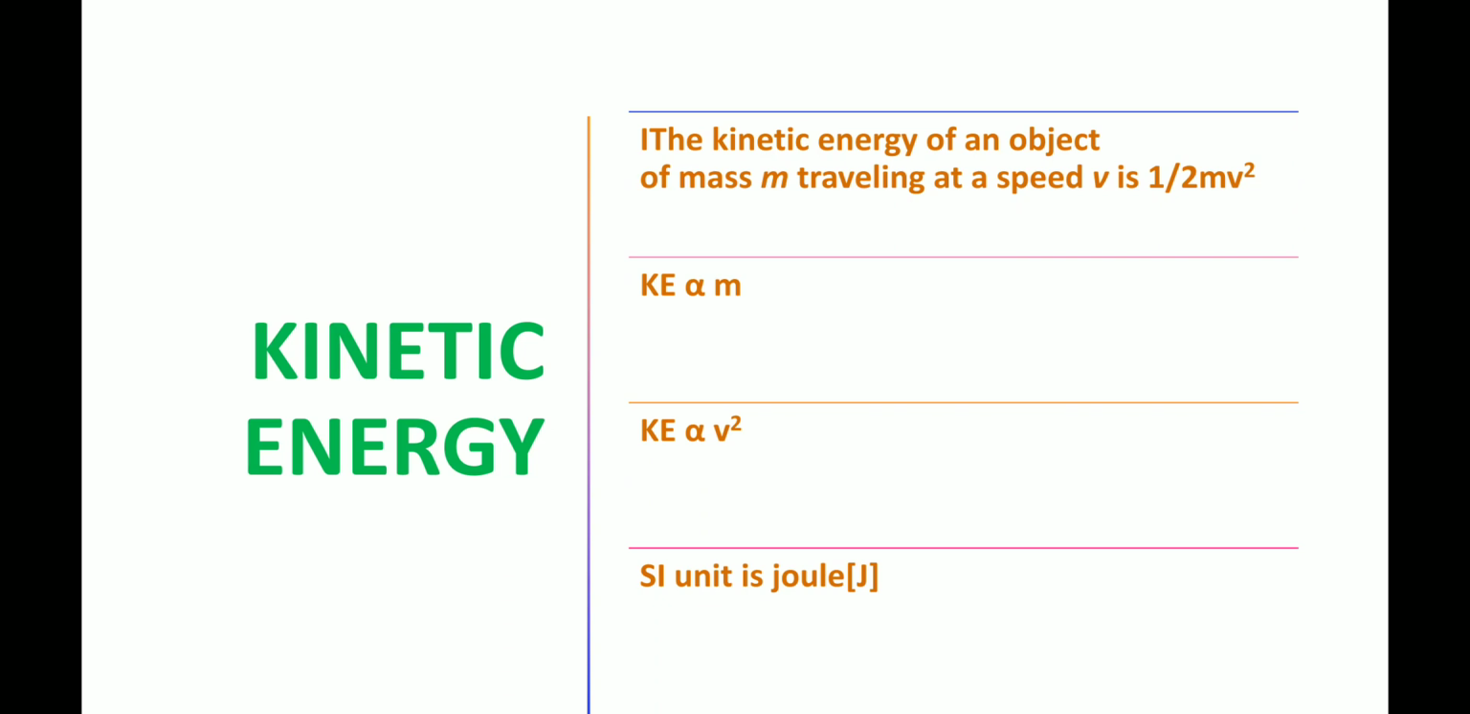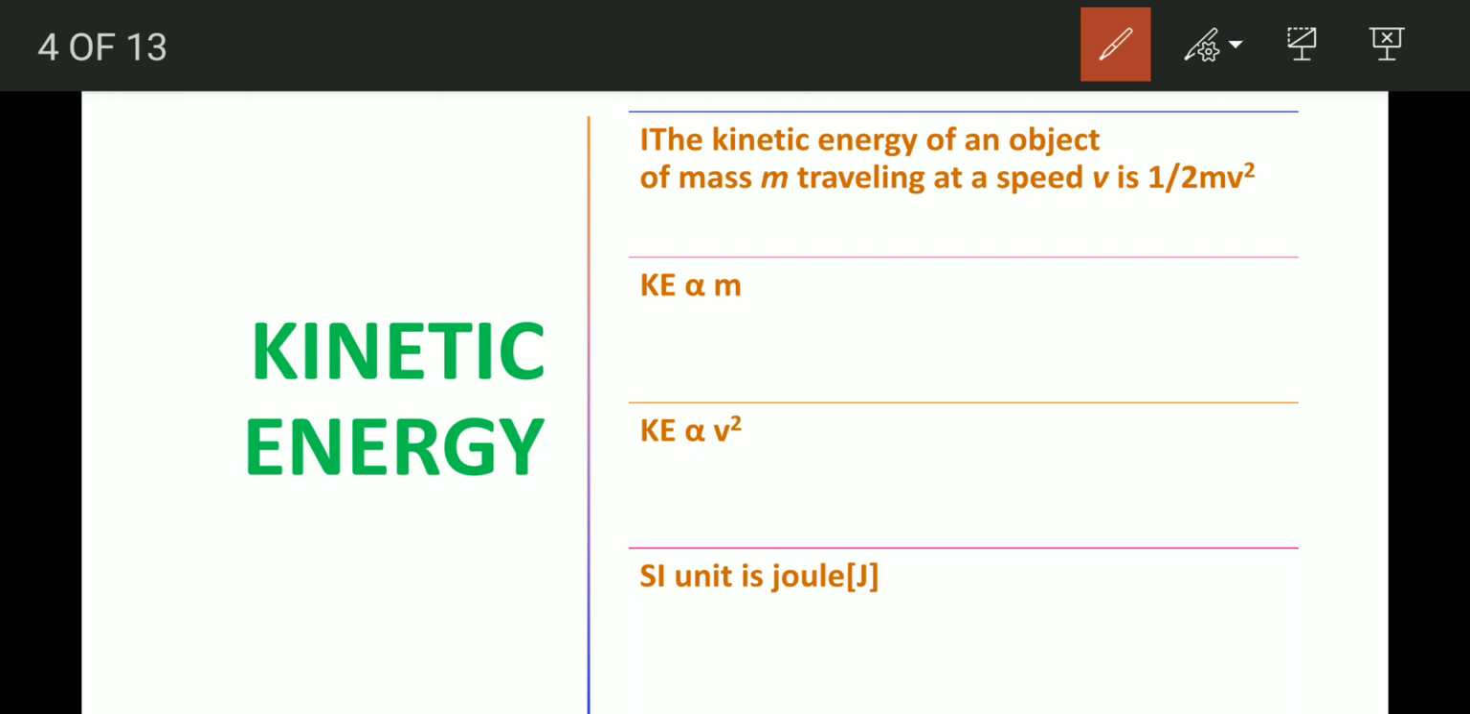Since kinetic energy of a body or an object is the energy that it possesses due to its motion, the formula for kinetic energy is given by half mv square, where m is the mass of the body and v is the velocity. Kinetic energy is directly proportional to m, which means that the more the mass, the more is the kinetic energy. In simple terms, if you double the mass of a body, the kinetic energy will also be doubled.